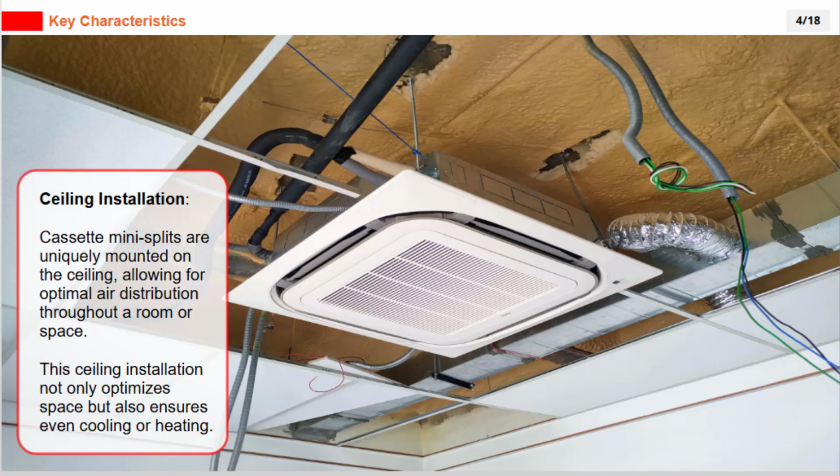Ceiling installation. Cassette mini-splits are uniquely mounted on the ceiling, allowing for optimal air distribution throughout a room or space. This ceiling installation not only optimizes space but also ensures even cooling or heating.